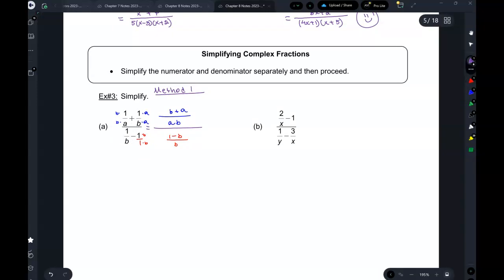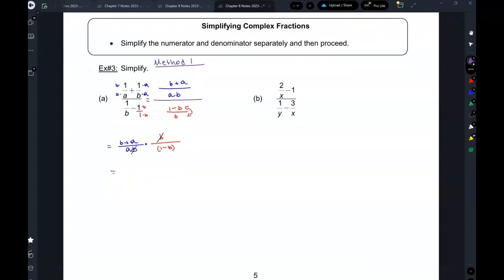Now, remember how we work with complex fractions. So this is the first one. Oops, let me color code. B plus A over AB times the reciprocal of the second one. So B over 1 minus B. Now, the B's cancel. So what do I get left? B plus A over A times 1 minus B.